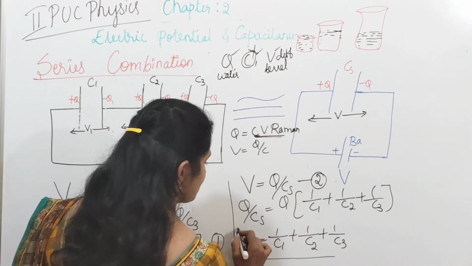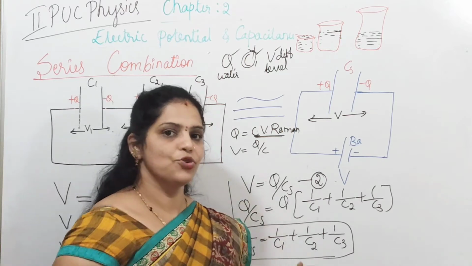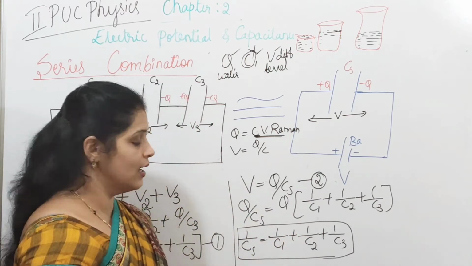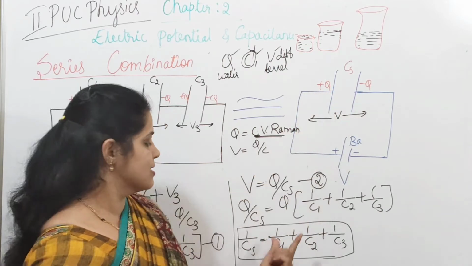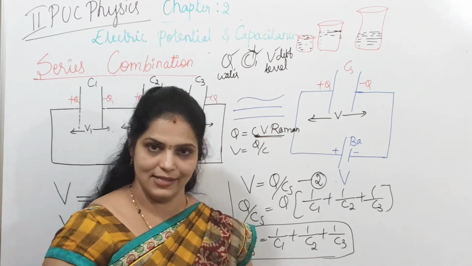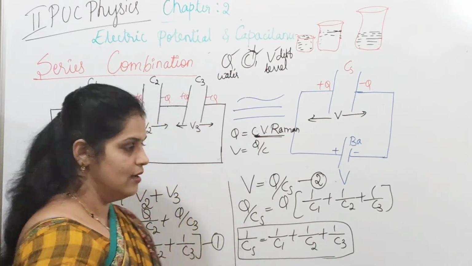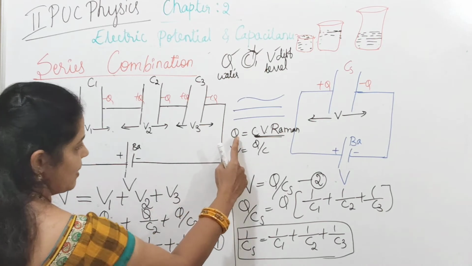So this is our equation. Okay, so then what is the value of CS? 1 by CS means reciprocal of CS. Reciprocal of capacitance of the single capacitor is equal to sum of reciprocal of individual capacitance. So this is a formula. Very simple. First you have to start from the definition and you have to remember this formula.